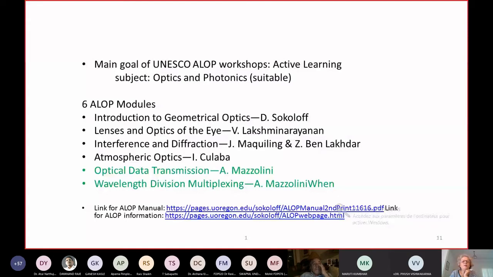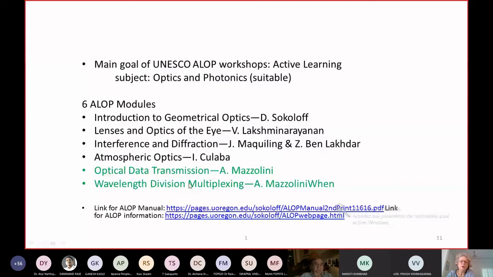Very quickly, here are the titles of the 6 modules of the ALOP workshops. David talked to you about this in the first session, but just a very quick reminder because I will need it later. The first module is about geometrical optics. The second is lenses and optics, also geometrical optics. The third module is about interference and diffraction, and now we come to the wave model. Atmospheric optics could be both wave and geometrical optics. And then the 2 last modules are about optical data transmission and wavelength division multiplexing.